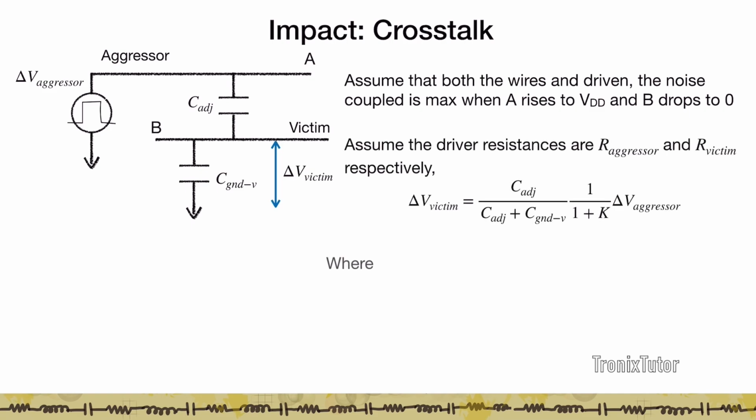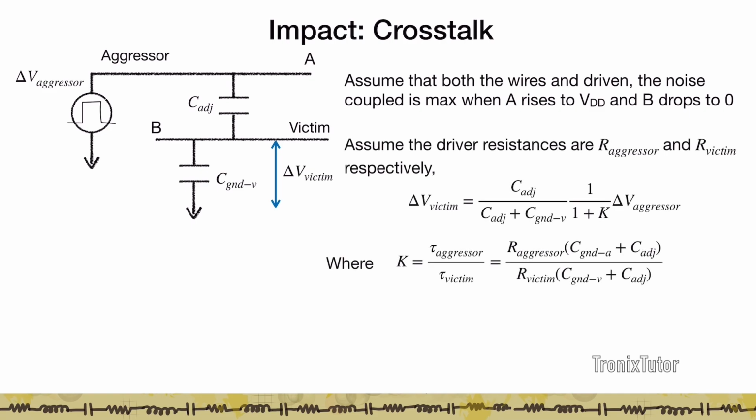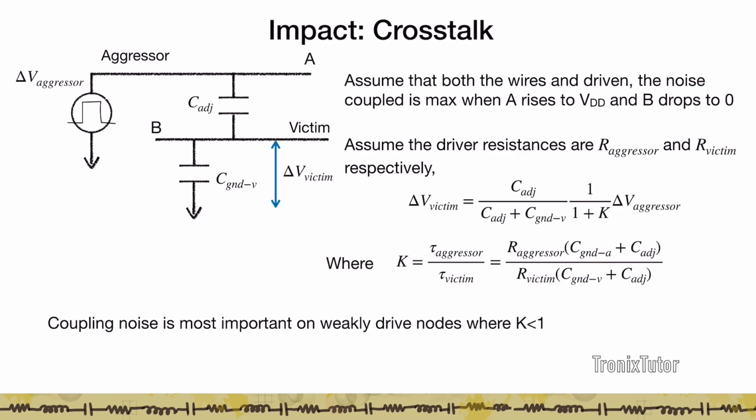Now to be careful, I need to ensure that these nodes are driven. Normally these wires are associated with a driver resistance on both sides. Let's assume I am driving wire A through a driver whose resistance is R aggressor, and similarly B is connected to a gate whose resistance is R victim. Then my delta V victim can be tempered by this ratio of the capacitances times 1 by 1 plus K, and this K is nothing but the ratio of the RC delays of the aggressor versus the victim. What you see in this case is that coupling becomes critical only when you have weakly driven nodes.